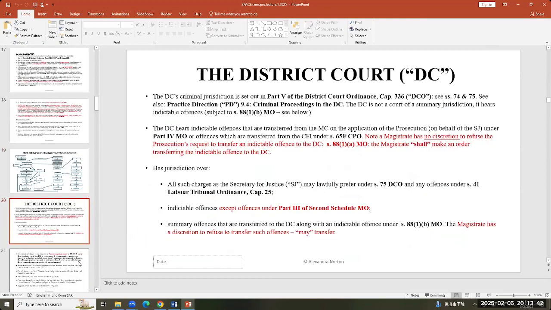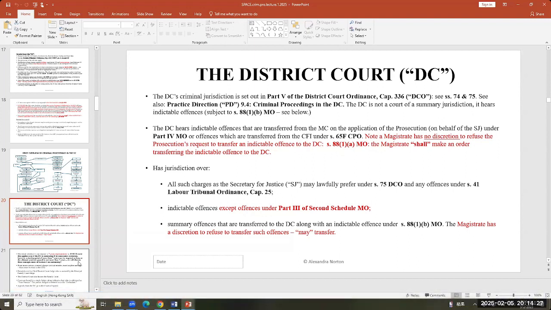So the district court is a court of indictable jurisdiction, and it only hears cases which have been transferred to it from the magistrate's court. If the offense is an indictable offense, then the magistrate cannot refuse the prosecution's transfer application. Why? Because he has no jurisdiction to do so. That's section 88(1)(a). You can see by the language, the magistrate shall transfer the case. On the other hand, if it's a summary offense, the magistrate may refuse to transfer the summary offense to the district court.